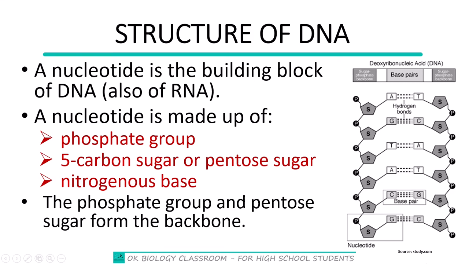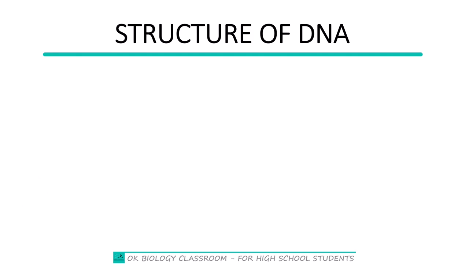But here, what I would like us to notice is that the nucleotide is the building block of the whole DNA molecule. So when you pick the nucleotide, you also come to understand that the nucleotide is made up of 3 main parts. That is the phosphate group, the 5-carbon sugar, also called the pentose sugar, and the nitrogenous base. And I have said that the phosphate group and the pentose sugar form the backbone of the DNA molecule. So we are going to look at the nitrogenous bases.